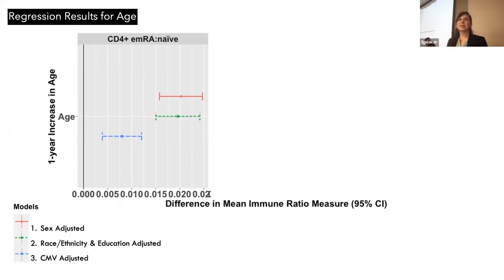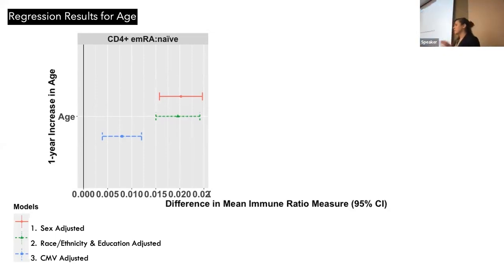So model 1 is sex adjusted, model 2 is race, ethnicity, and education adjusted, and model 3 is CMV. So in model 2, you see that there's a little bit of attenuation when you add in race, ethnicity, and education, but not much. And then there's a huge attenuation when you add in CMV. I'm going to just give you the headline here. We don't know what to do with CMV.